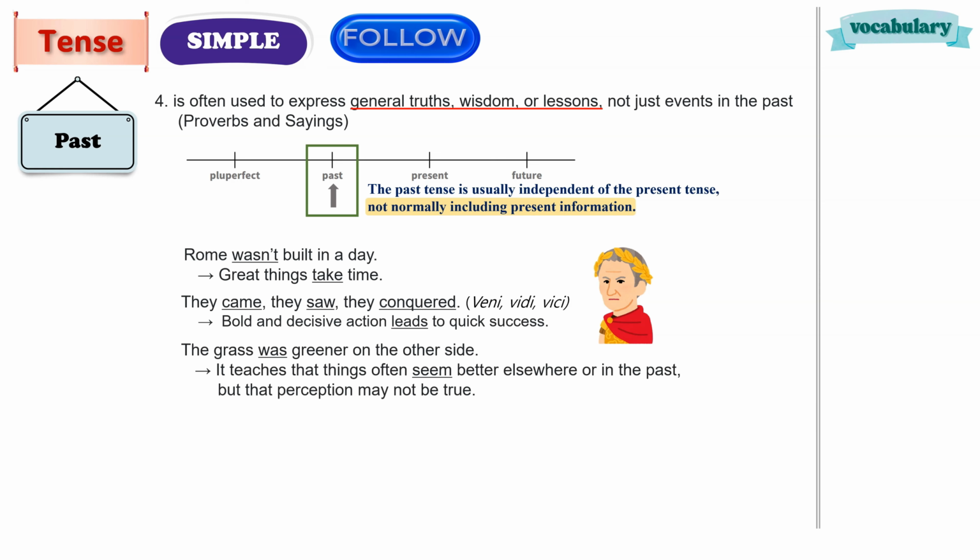Let's read these together. Rome wasn't built in a day. They came, they saw, they conquered. The grass was greener on the other side.